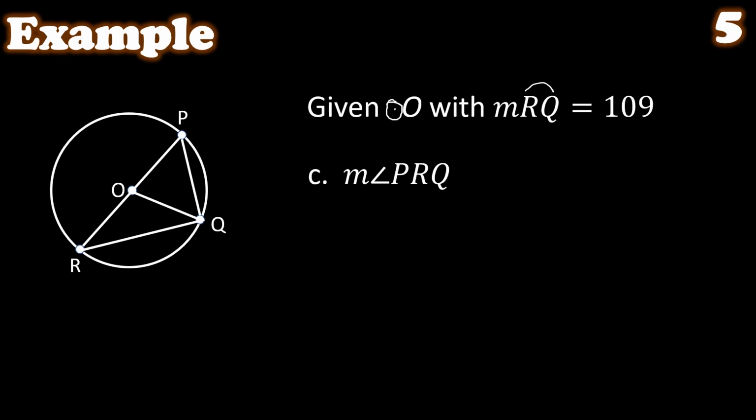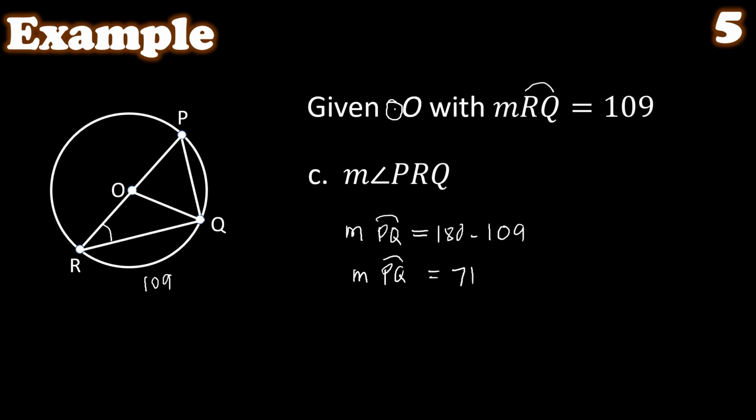Let us have letter C, the measure of angle PRQ. We are given the measure of arc RQ is equal to 109. Since the measure of arc RQ is equal to 109, we can get the measure of arc PQ by subtracting 109 from 180 degrees, since P and R are endpoints of diameter PR and PQR is a semicircle. Therefore, the measure of arc PQ is equal to 71.